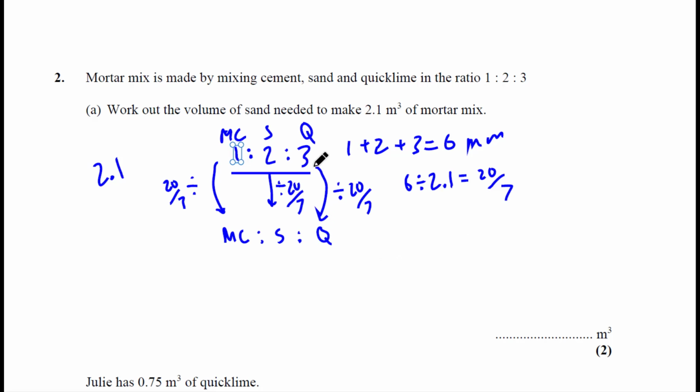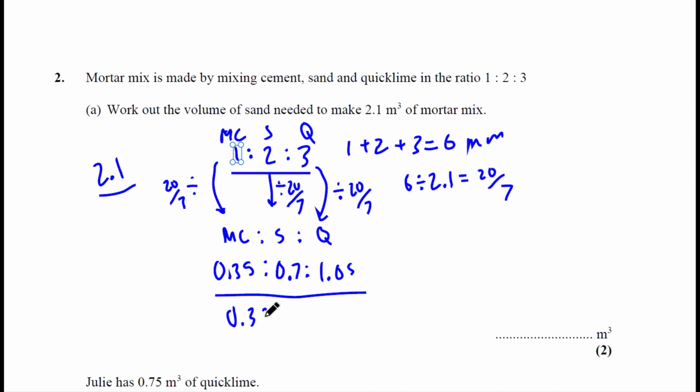So we divide the 3, the 2 and the 1 by 20 over 7, and that's going to equal these numbers. How can we check that all these numbers added together make 2.1? Well, we just add those together so that we know we've got it right. Just use your calculator. And that does equal 2.1, so that is correct, but it's asking for the volume of sand, so I will just put in 0.7 and that's your 2 marks.